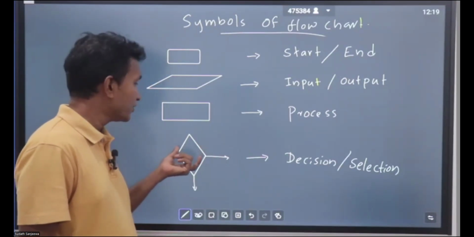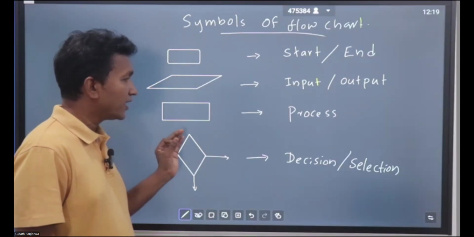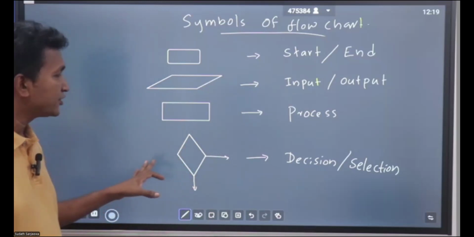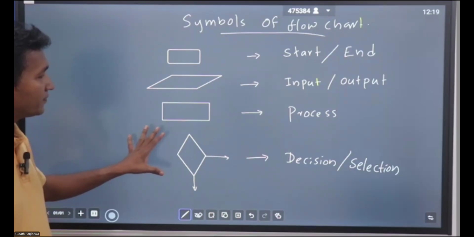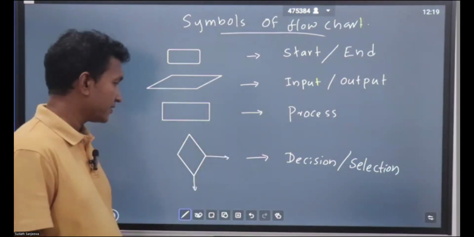So we have to use this symbol to have a selection, right? So those are the main symbols of a flow chart.